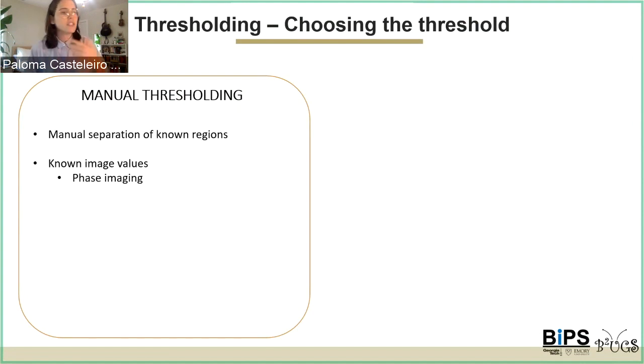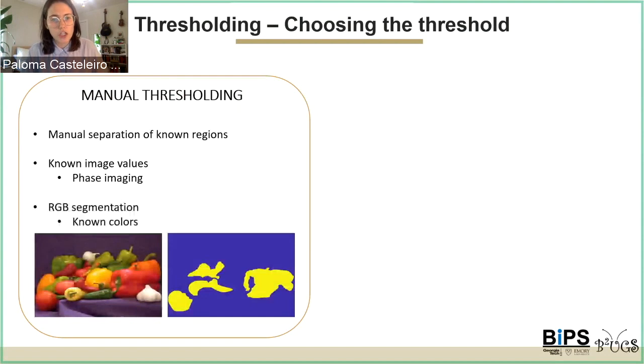The same thing happens when you're trying to segment based on color. So for this image right here of the peppers, I want to keep only the red peppers. Well, that's a very simple segmentation when I know that I want to keep only a specific color.